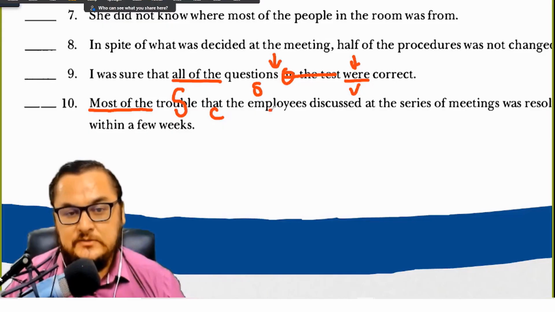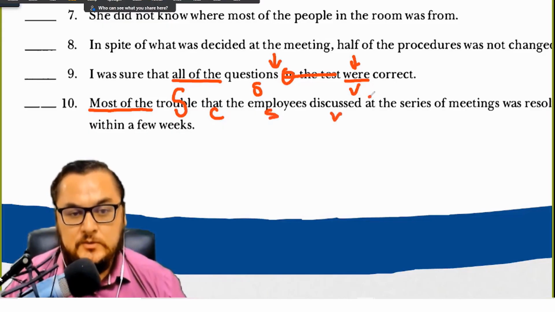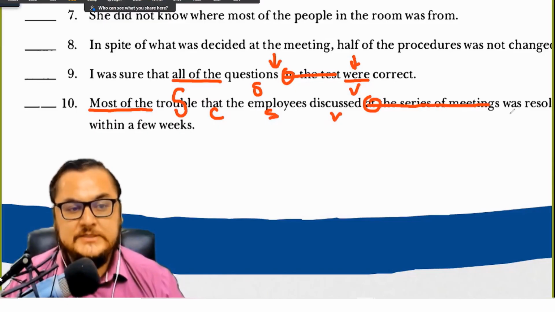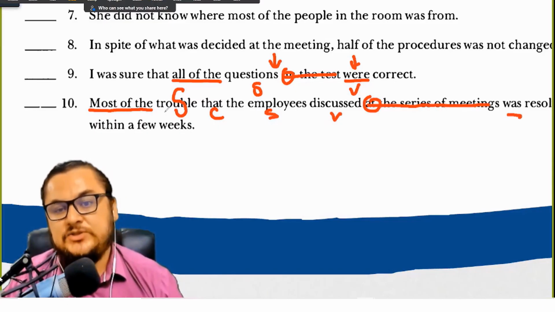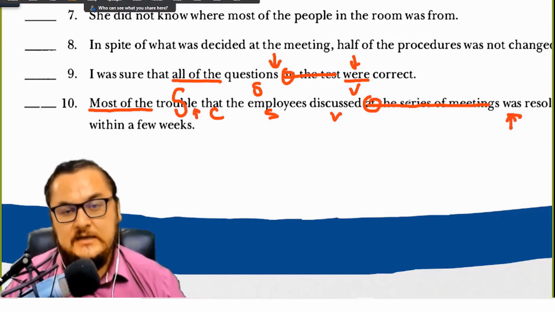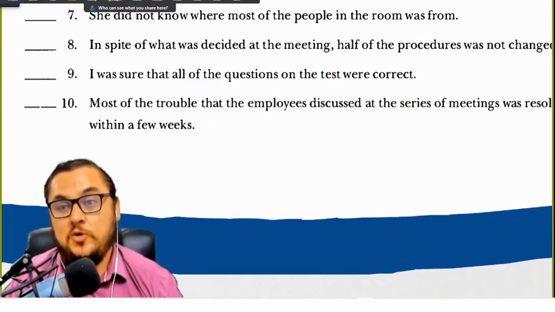This is a connector, subject and verb. Then we have a preposition. I'm just going to look for the verb, which would be was. Travel is singular. Was is singular. So the sentence is correct. The sentence has agreement.